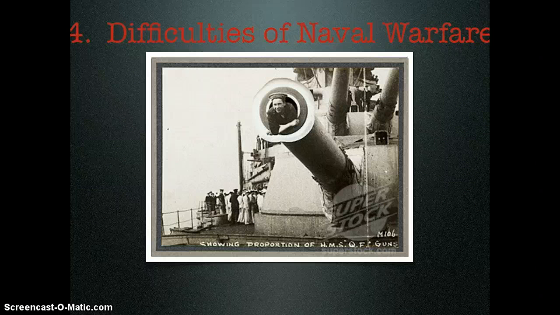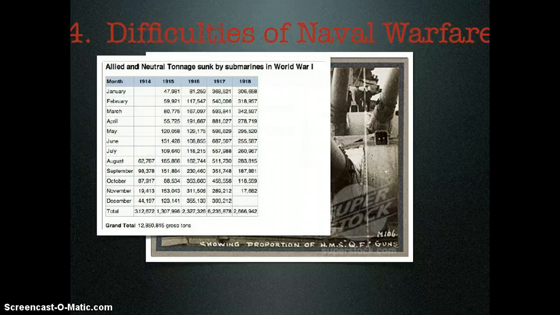There's also the difficulties of naval warfare. So German submarines we felt were playing unfairly, and this can be seen based upon the amount of Allied and neutral tonnage that was sunk by the Germans during World War I. As you can see from the numbers of August 1914 all the way through, let's just say, March of 1918, that number goes up significantly.